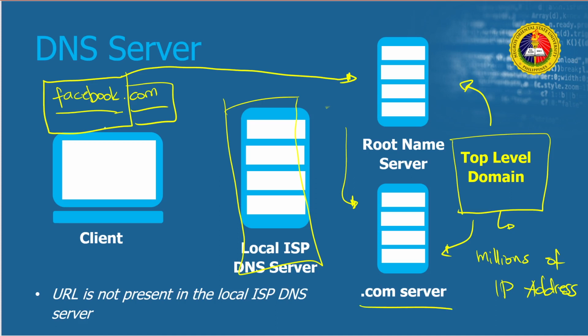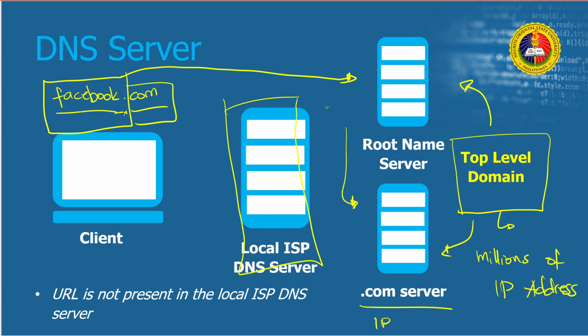Alright? So again, we are trying to visit Facebook.com. First thing it's gonna do, the root name server will try to locate if there is a website that starts with Facebook. Then if there is, it will proceed to the .com server that contains the IP addresses. It looks for the IP address of the website named Facebook. I guess? Yes, sir. All right.